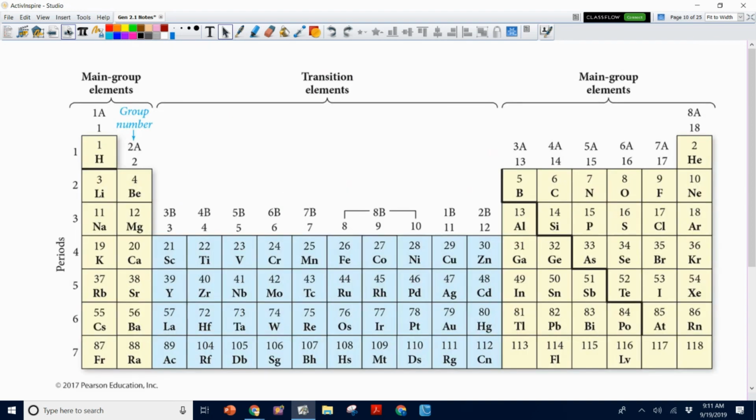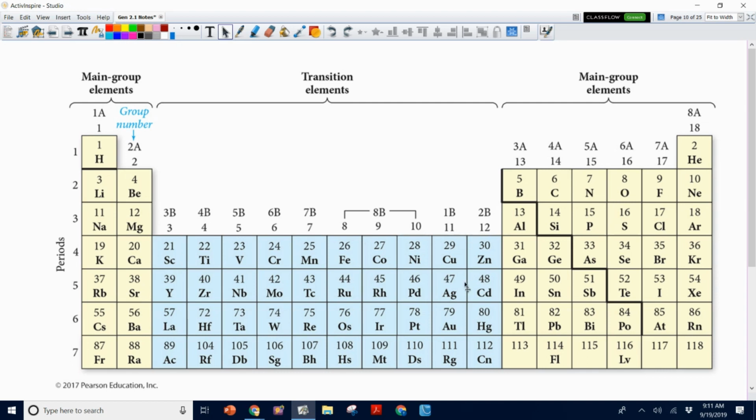All right, so if we look at the periodic table again, we know the left side are metals and the right side are nonmetals. There's a special group right here in the middle, and in this picture of the periodic table, it's colored in light blue. These are called the transition metals, and they do very weird things.